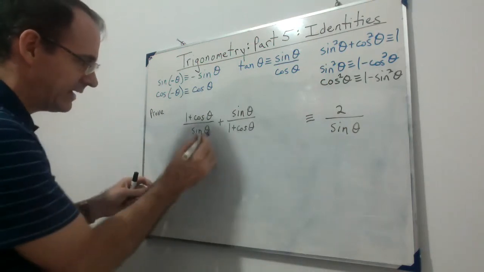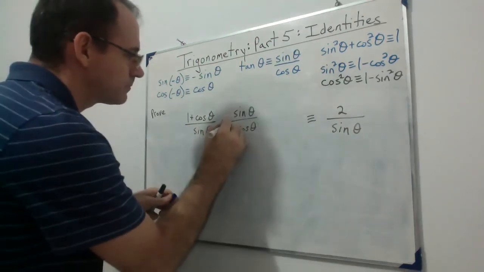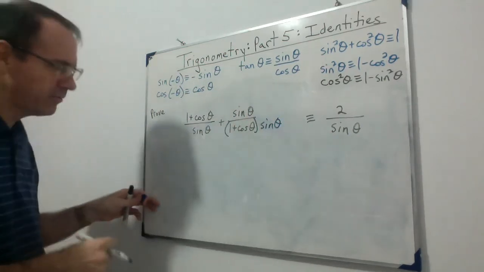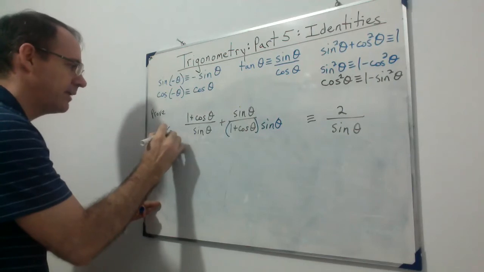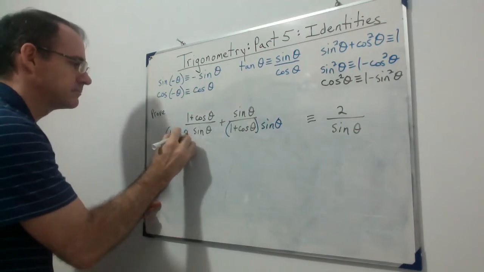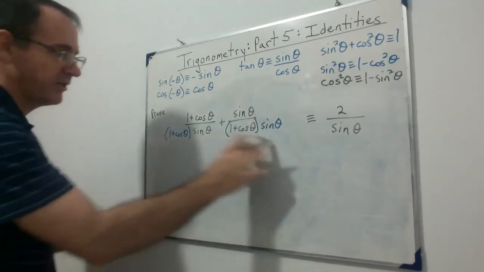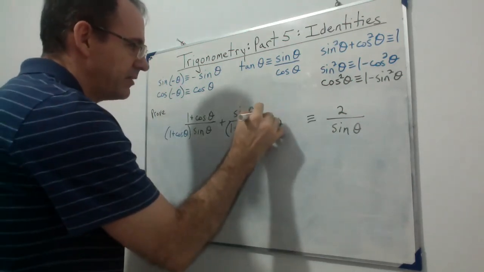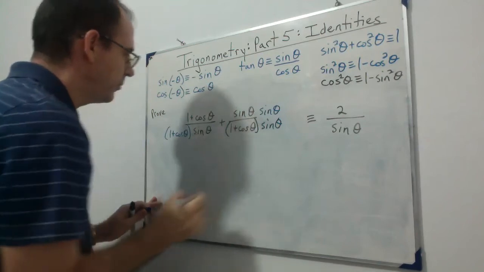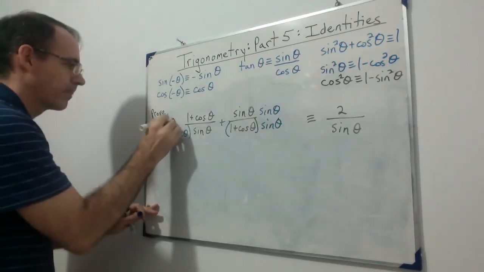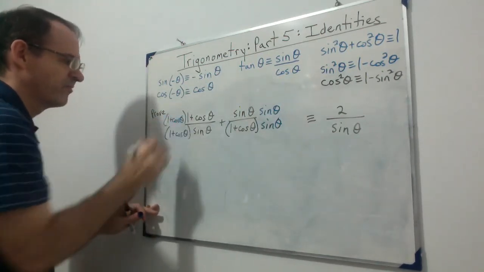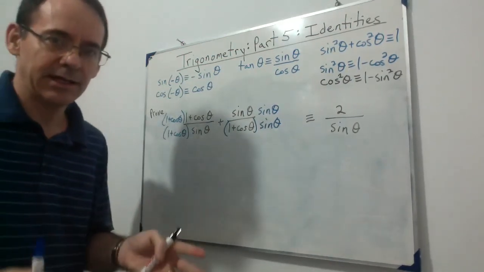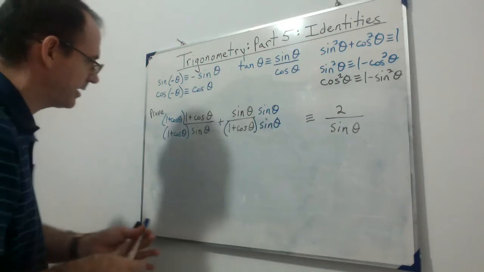We see that we need a sine theta over there. Over here, we need the 1 plus cosine theta. So this is our common denominator. Whatever we do to the denominator, we need to also do to the numerator. Then we can multiply this out. Again, be careful in your multiplication.